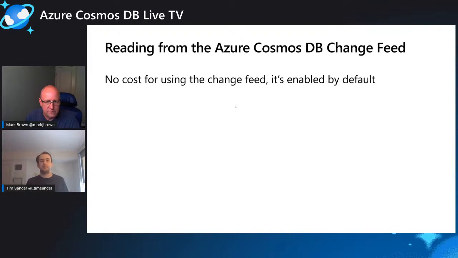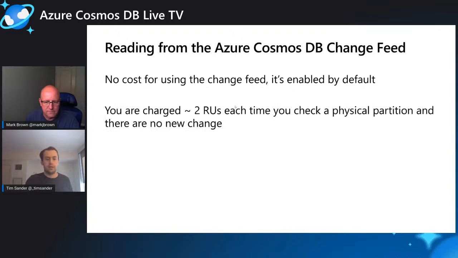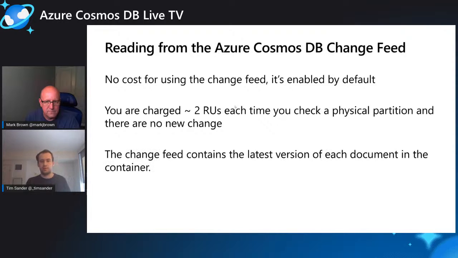Think of the change feed as basically just another way of reading your data. You're charged about 2 RUs each time you check a physical partition and there's no new changes. So when I showed the change feed processor library earlier and how the polling works, if you check for changes and there's no changes, there's a small, pretty insignificant RU charge associated with that. And again, the change feed just has the latest version of every document. So it is not a full operations log. It is just a way to read the latest version of the document based on the modification.